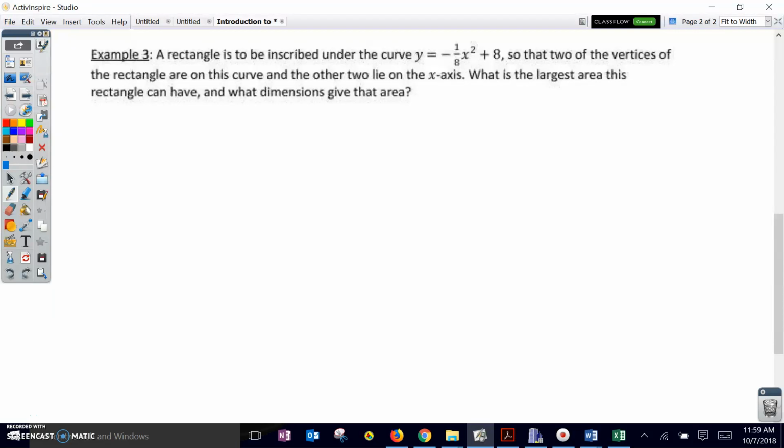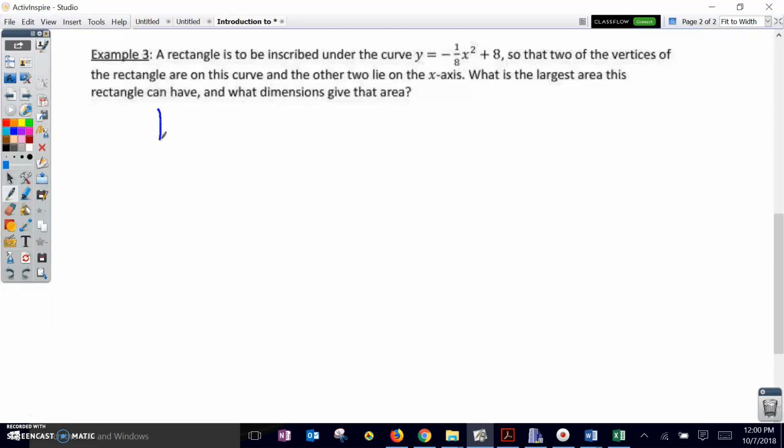Alright, welcome back everybody. In this video we're going to look at the last example on the Introduction to Optimization lesson. We have a rectangle. A rectangle is to be inscribed under the curve y equals -1/8 x squared plus 8, so that two of the vertices on the rectangle are on this curve and the other two lie on the x-axis. What is the largest area this rectangle can have, and what dimensions give that area?